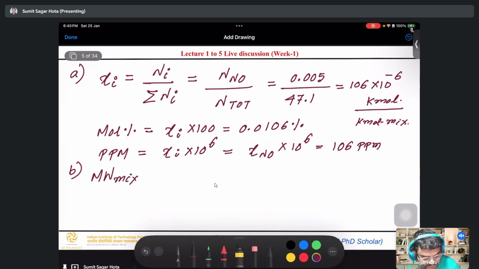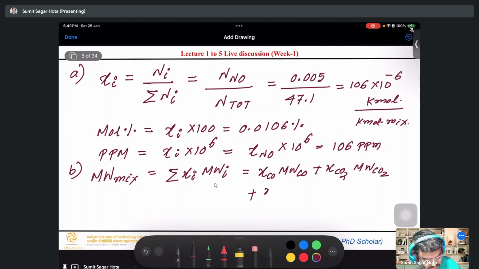The molecular weight of the mixture is equal to the summation of chi i times the molecular weight of i: chi of CO times the molecular weight of CO, plus chi of CO2 times the molecular weight of CO2, plus chi of H2O times the molecular weight of H2O, plus chi of N2 times the molecular weight of N2.